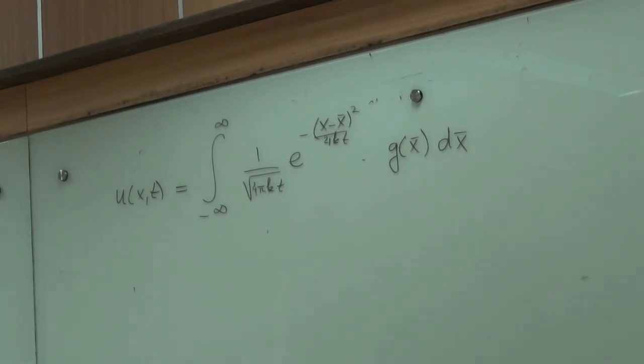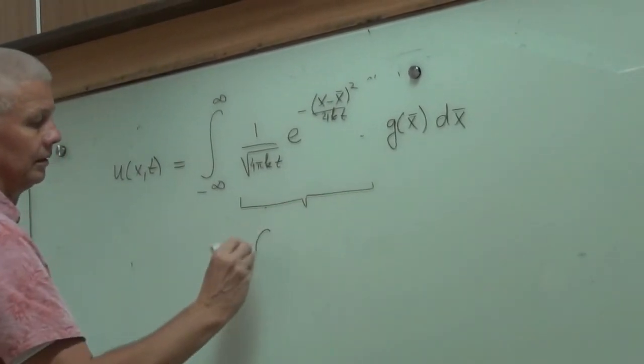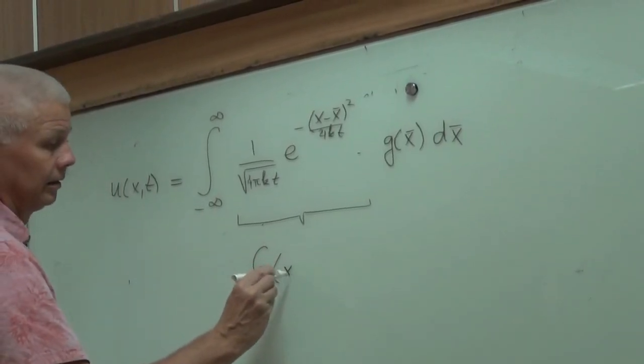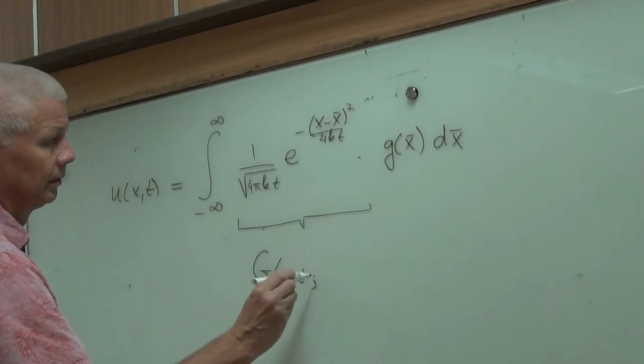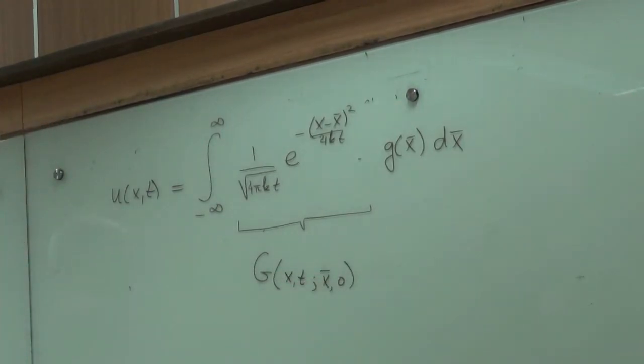Also, I wrote the form of this solution in a very nice way. Because if I now ask you what's the Green's function that belongs to this problem, then you recognize over here the Green's function G(x,t), because I gave the initial conditions. Yeah, that's a Green's function.